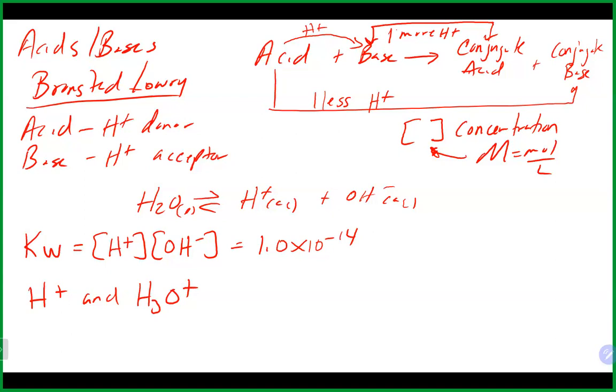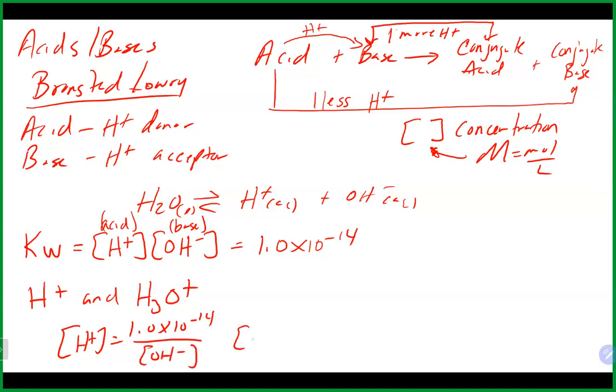This allows you to determine whether or not a solution is going to be acidic, basic, or neutral if you know the H plus concentration, which is the acid part of the solution, or if you know the concentration of the OH minus, which is the base part of the solution. And you can find either one by taking 1 times 10 to the minus 14 divided by the other one that you were given. So it's really the exact same calculation, regardless of which one you're given.